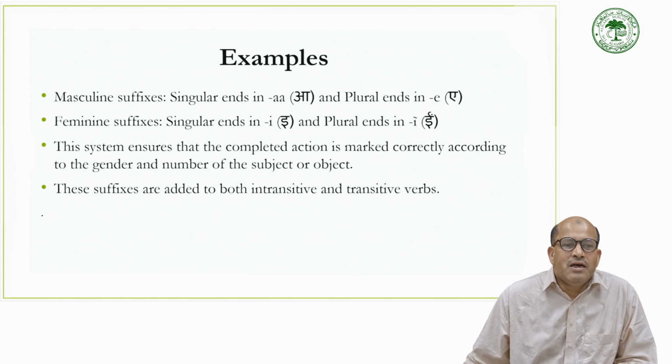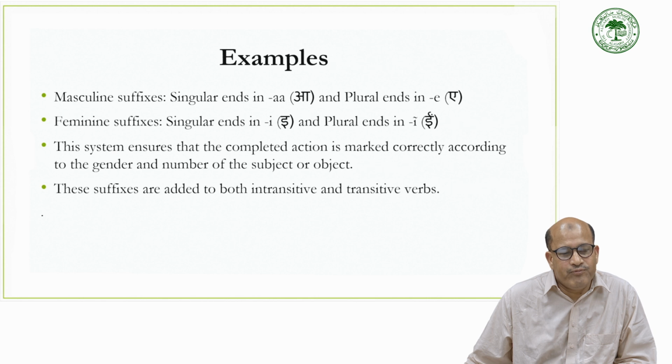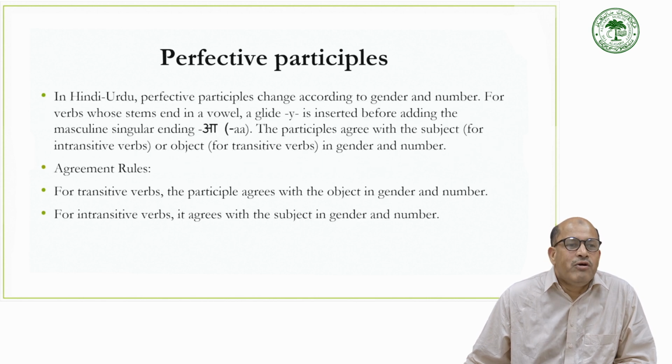Masculine suffixes, singular ends on a, the plural ends on a, nasalized one. The feminine suffixes, singular ends on e and the plural ends on e, nasalized. This system ensures that the completed action is marked correctly according to the gender and number of the subject or object. These suffixes are added to both intransitive and transitive verbs. In Hindi Urdu, perfective participle change according to the gender and number.